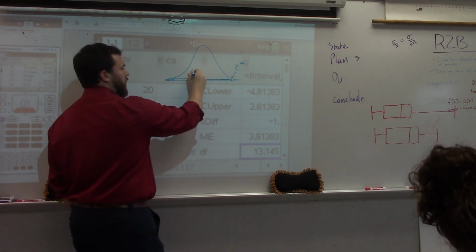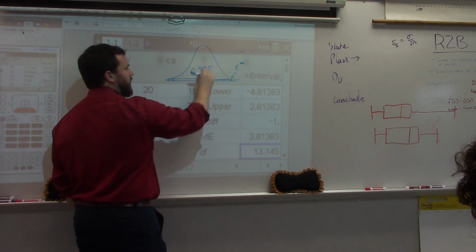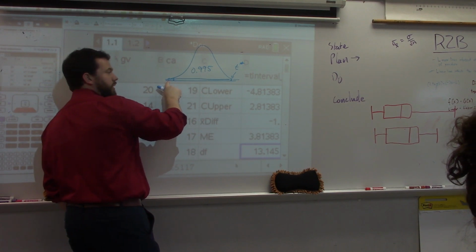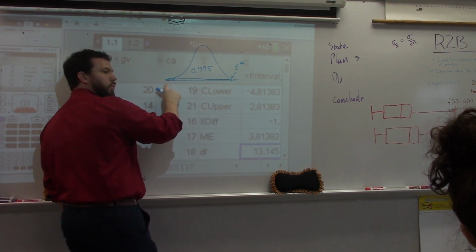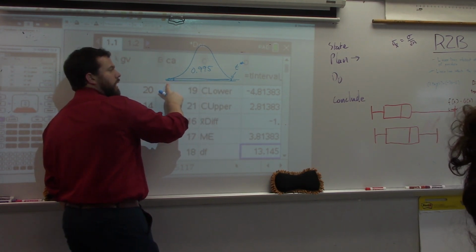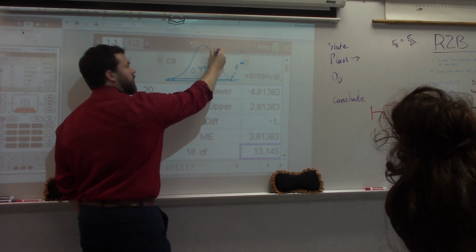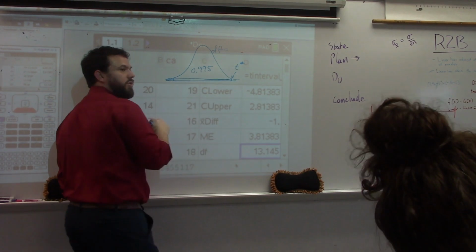0.995. Remember how it'd be 0.995, right? 0.99 in the middle, right? And 1% between here and here, so 0.05% there. And so now I have the area, and do I know the degrees of freedom for this t distribution?